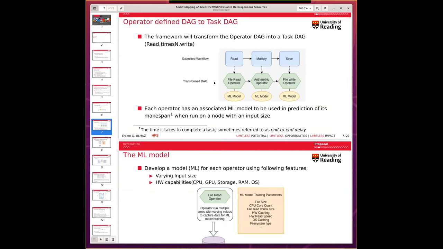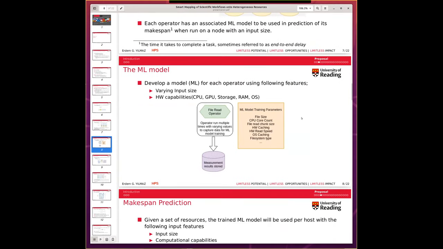And in the meantime, having the well-defined operators in place, we also have an associated machine learning model relating to each of these operators to be able to predict the make span given an input size and a host to run on. So the machine learning model associated to each operator will be trained with various input features and varying input sizes, so that the make span and the performance behavior of this operator will be accurate when it comes to the prediction of the make span.